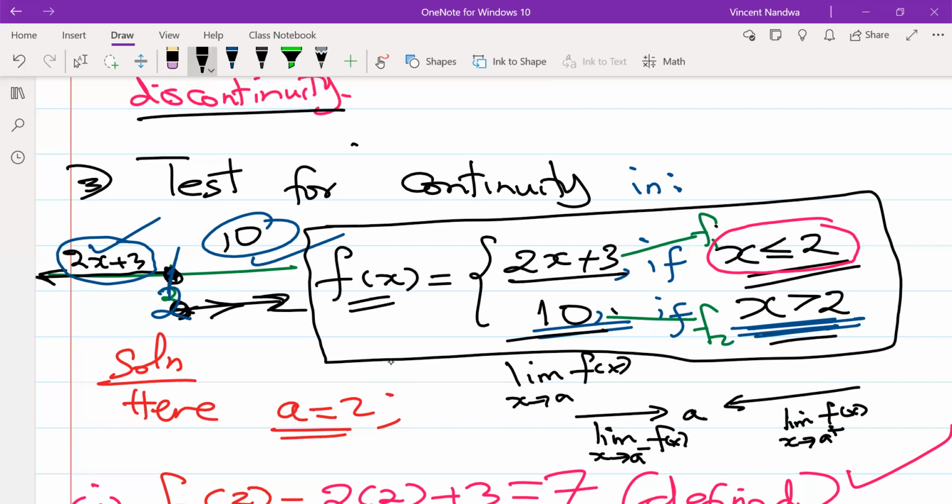Okay. That's an interesting question. So f of x happens to be defined by two functions, if I may say. There's this linear function and there's this constant function.